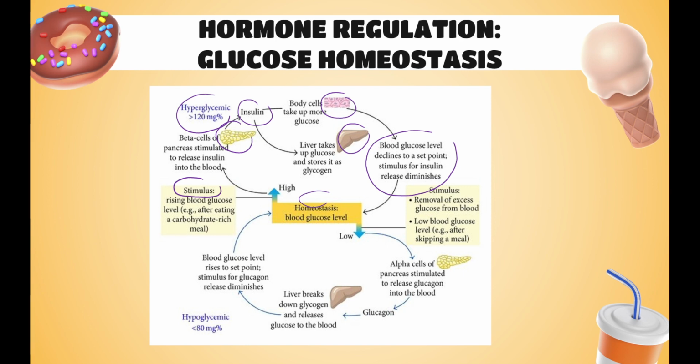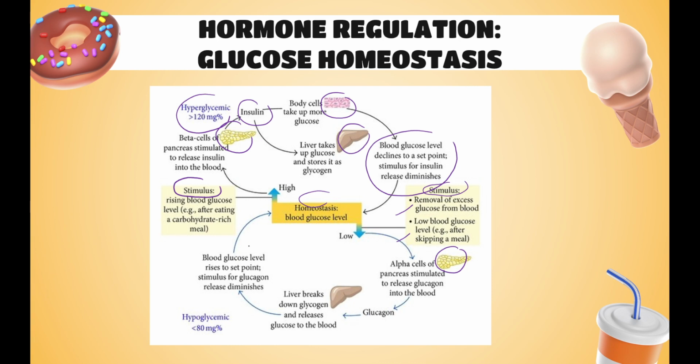How about glucagon? Siyempre, ang magsistimulate sa release ni glucagon is if there is increased removal of excess glucose or if there is low blood glucose level, especially if, again, you are undergoing fasting. So what happens there is that our brain will tell our pancreas to release glucagon since that is also where our glucagon is being produced.